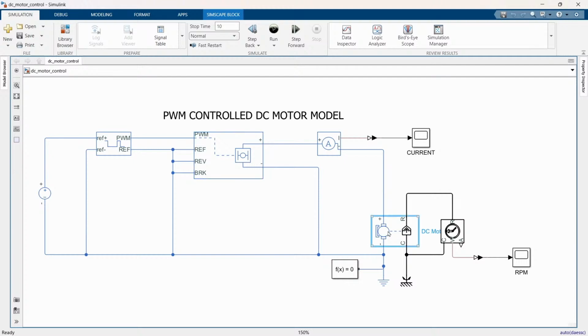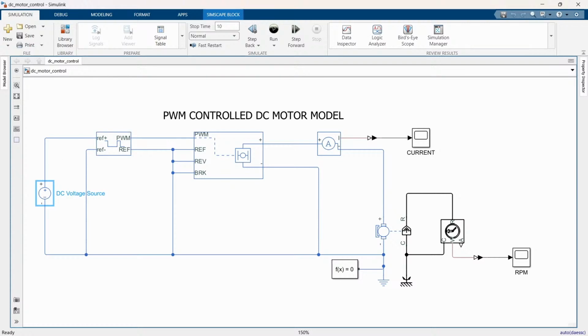So here we have a DC motor. This DC motor speed is controlled by the PWM. Here we have a reference voltage, that means the PWM reference voltage. You can see our reference will connect to this DC voltage source. This block generates a constant voltage signal which acts as a reference for controlling the motor speed.